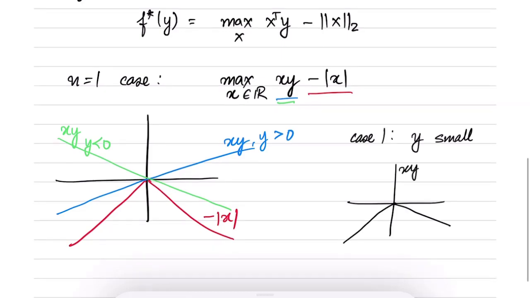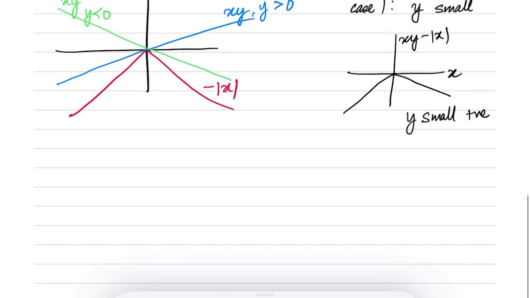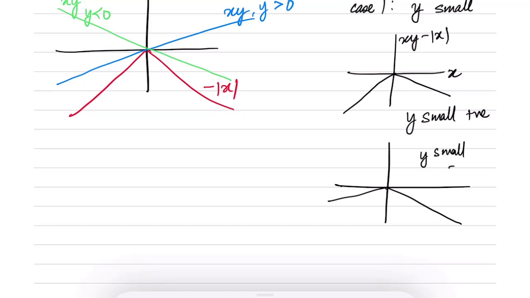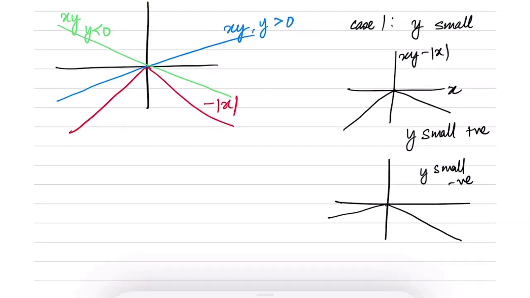So this is xy minus absolute value of x, and this is the x-axis, and this is y small positive. In the case when y is small negative, it would also look something like this. So this is y small negative. In fact, you can see that for it to be small, y has to be less than 1. So this case really is that absolute value of y is less than 1. And in both cases, you can observe that the maximum is at 0. Right? So if the absolute value of y is less than 1, then the maximum is 0.